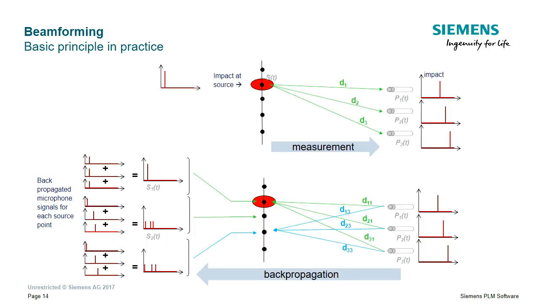Now, how does it actually work? The basic principle of beamforming in practice. Imagine on the top we have an impact source, so we hit with a hammer or whatever at some point. And on the right, we have a microphone array, which consists in this case of only three microphones, and they all measure a pressure, P1, P2, and P3. Microphone 1 will receive that sound a little bit earlier than the other microphones. You can see on the right that the peak of the measurement is shifted in time a little bit. It's measured a little bit later for microphone P2 and microphone P3.